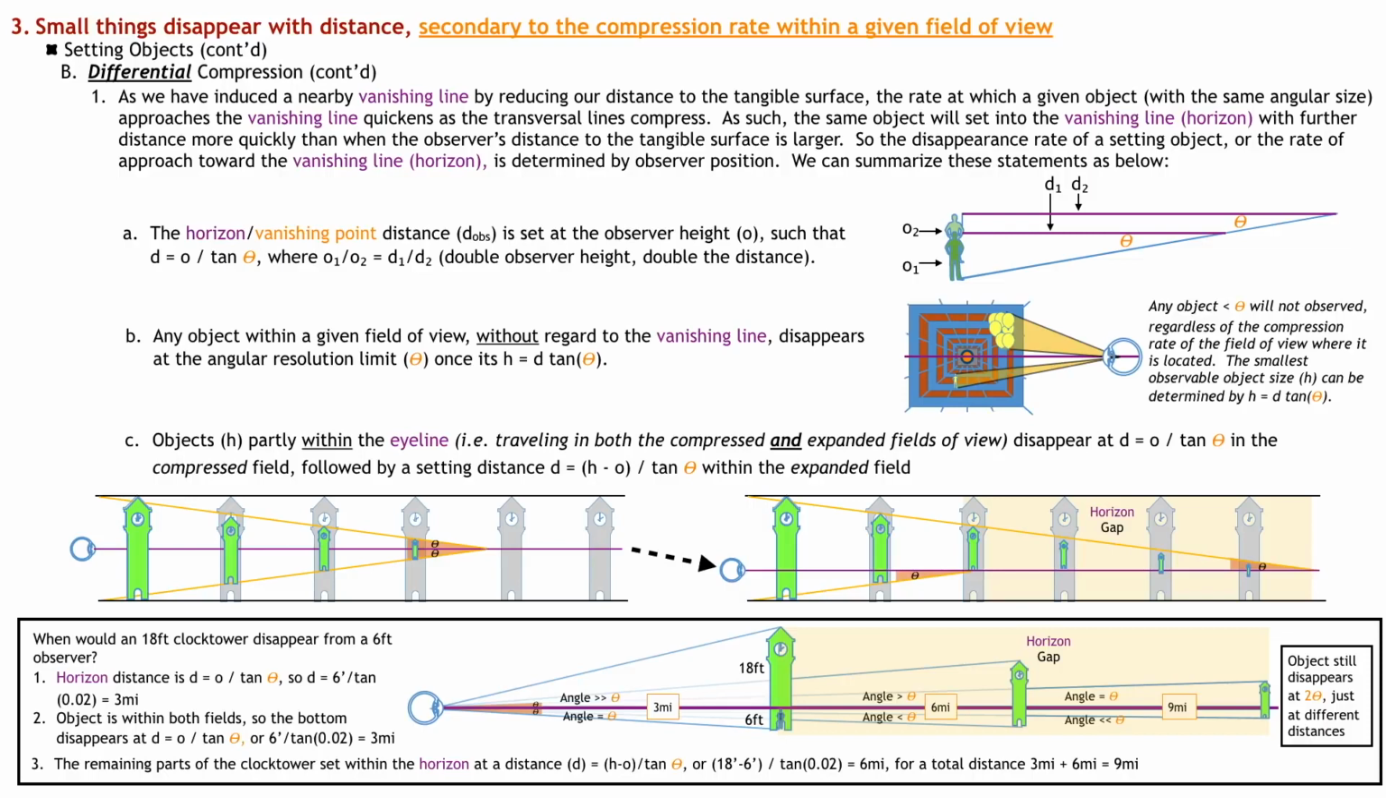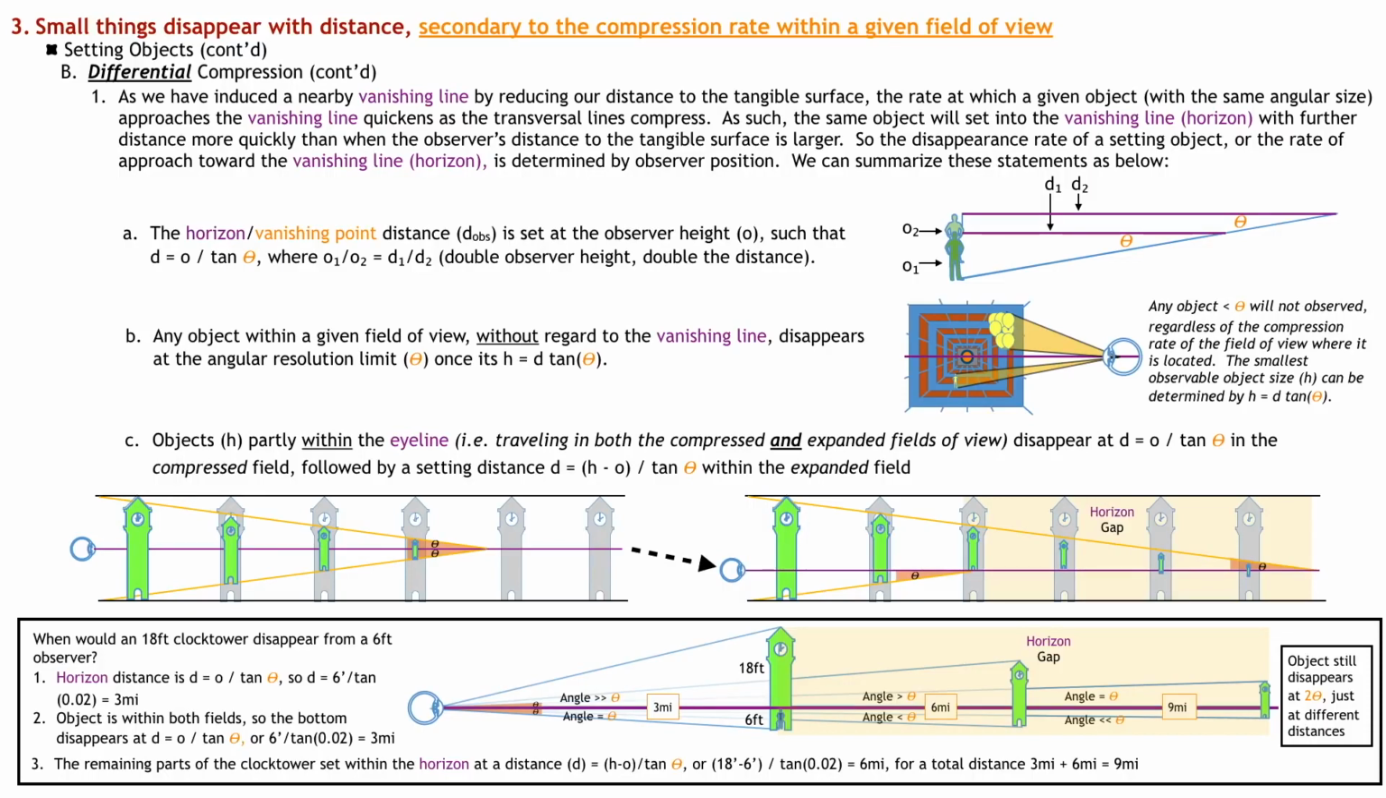Part B then: any object within a given field, without regard to the vanishing line, disappears at the angular resolution limit once its height is equal to the distance that it is away from you times the tangent of the angular resolution limit. And we've covered that with the vanishing point. It's the same phenomenon here when we have a horizon gap as we have with just a single vanishing point. Again, it doesn't matter if the object is at the horizon or not. If it's just too small within any given part of the visual field, it's just too small to see.